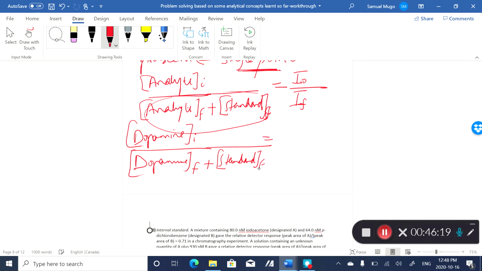And what you got here, 34.6 nanoamperes is the current that you got. And then for your mixture of the standard and the sample, you got 58.4 nanoamperes.